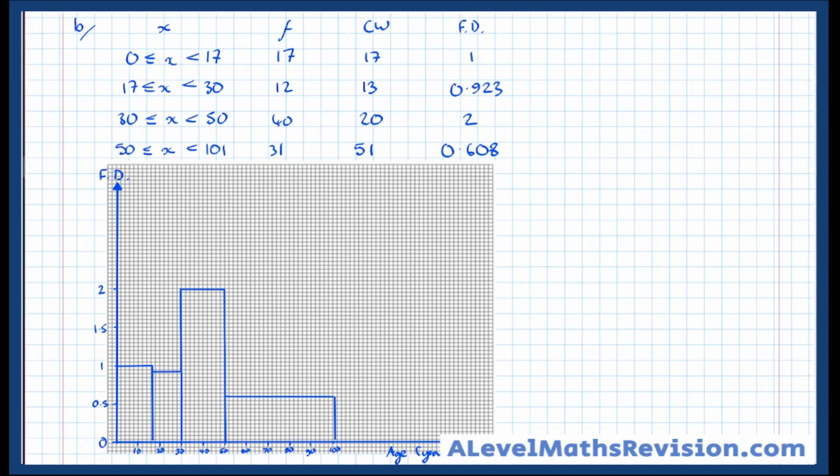Now a bit of assumed knowledge here. What you should know is that in any histogram, it's the area of the bars and not the height that represents frequency. So if I wanted to find out the frequency that this bar represents, I'd do the width, which is 20, times the height, which is 2, and that gives me 40. 20 times 2 is 40.